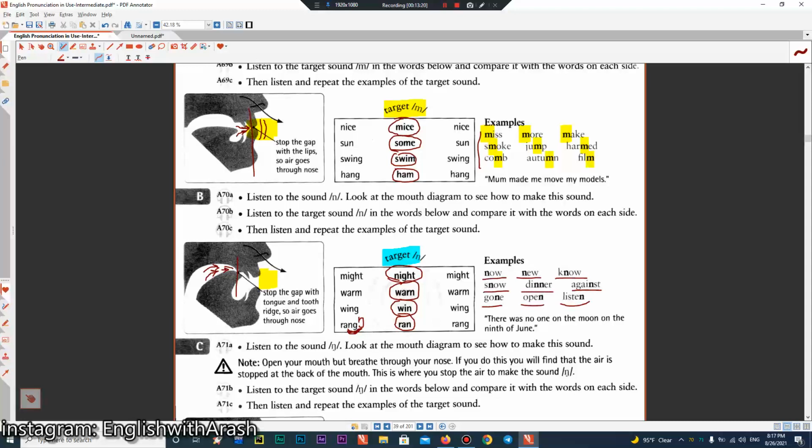There was no one on the moon on the 9th of June. There's a tongue twister too. There was no one on the moon on the 9th of June. You can practice saying that too. I don't know if you see that. It's here. There was no one on the moon on the 9th of June.